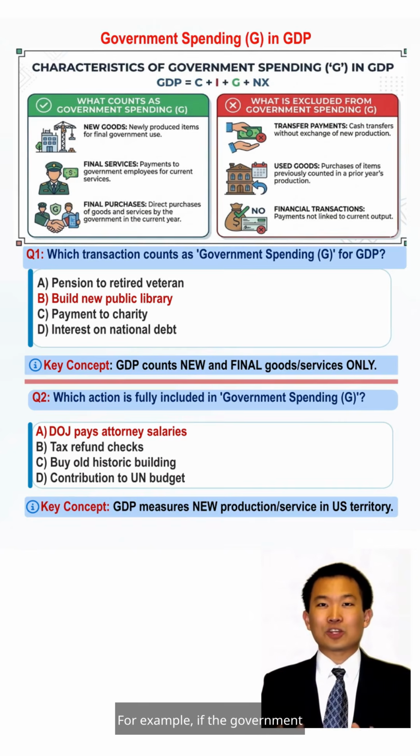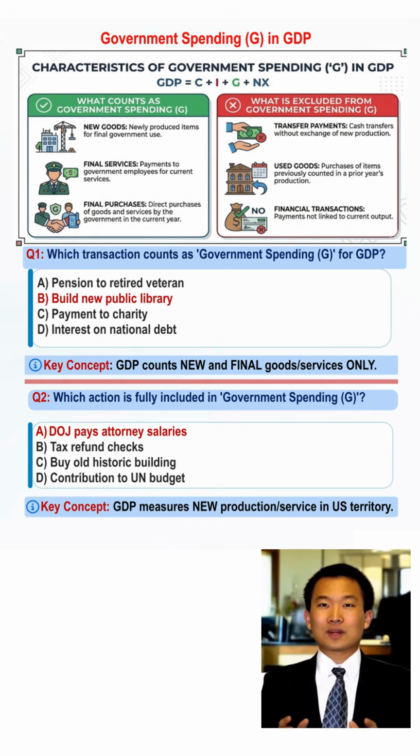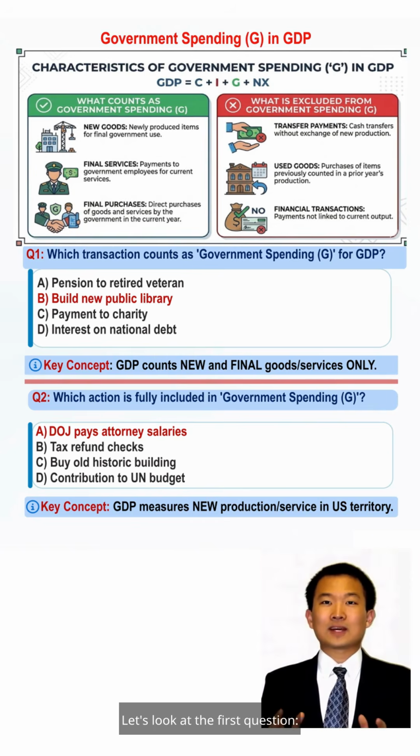For example, if the government issues tax refunds to residents, does that count toward GDP? Today, we're focusing on just one thing, government spending. And we won't just memorize it, we'll solve to learn. Let's look at the first question.